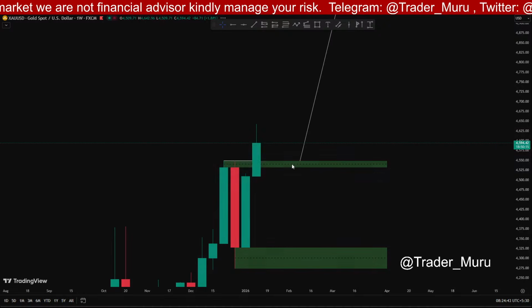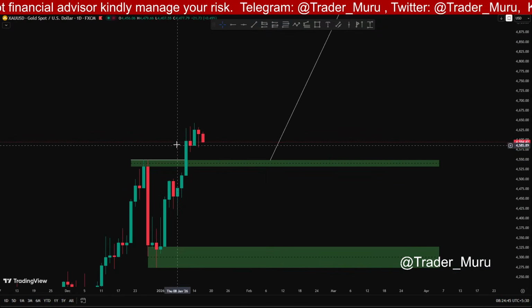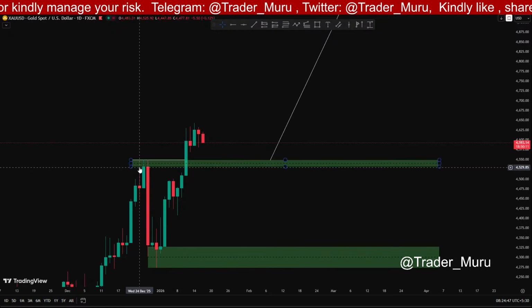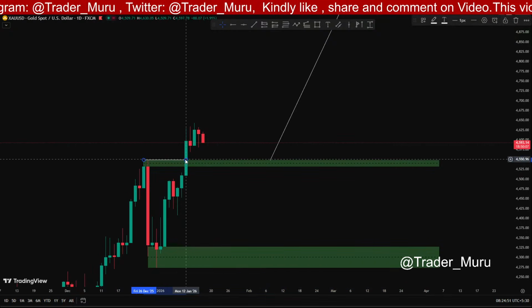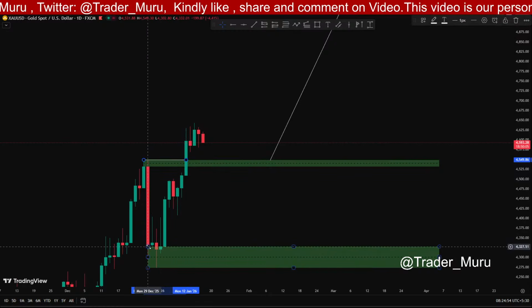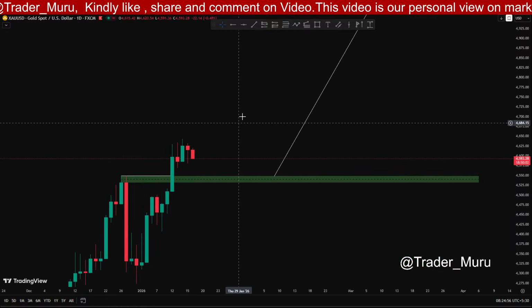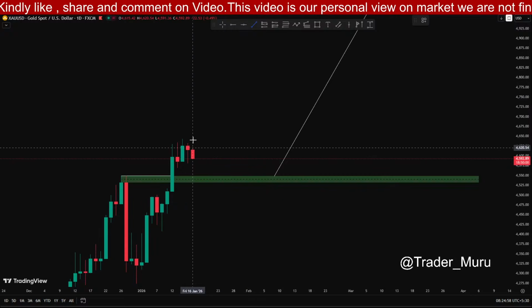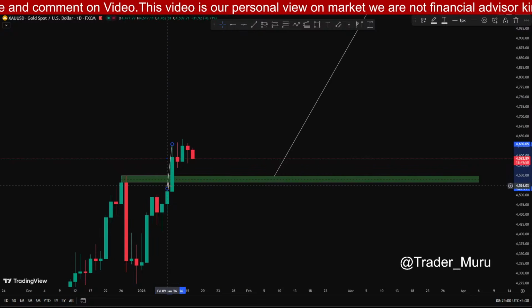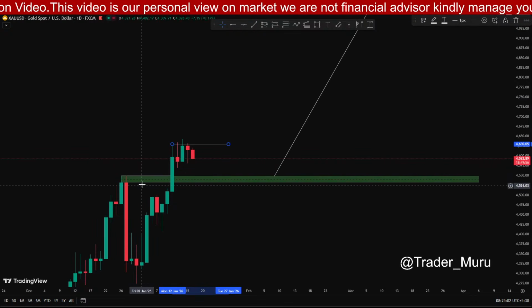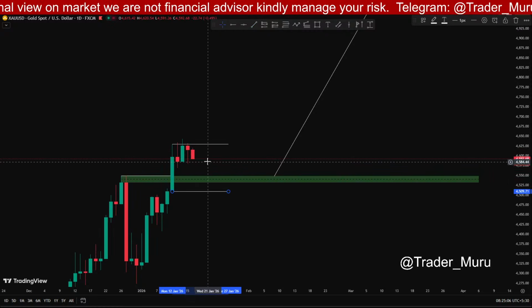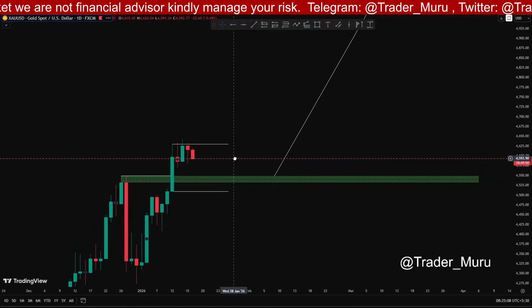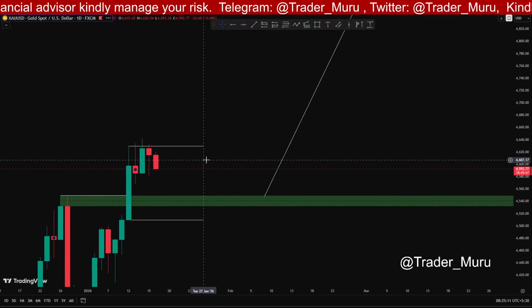First of all, the daily time frame. The daily time frame keeps ranging here, and whenever we have a range formation, we should know that it will be between a single candle high and low. So this is our candle which has broken this structure. So this is our single candle range. So price is ranging here.